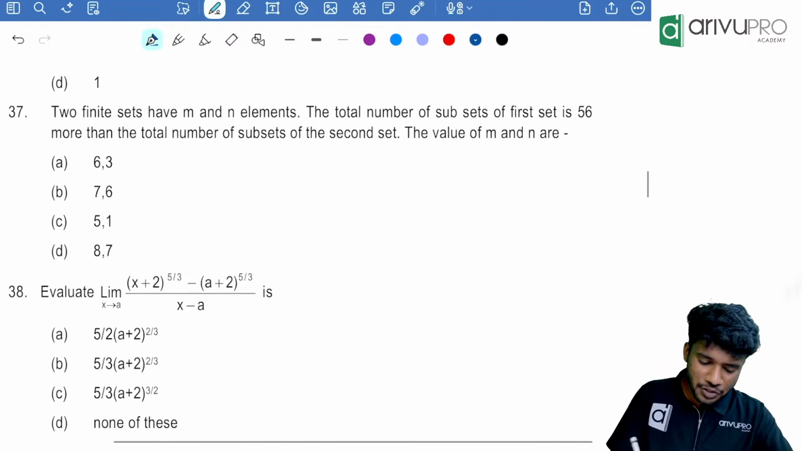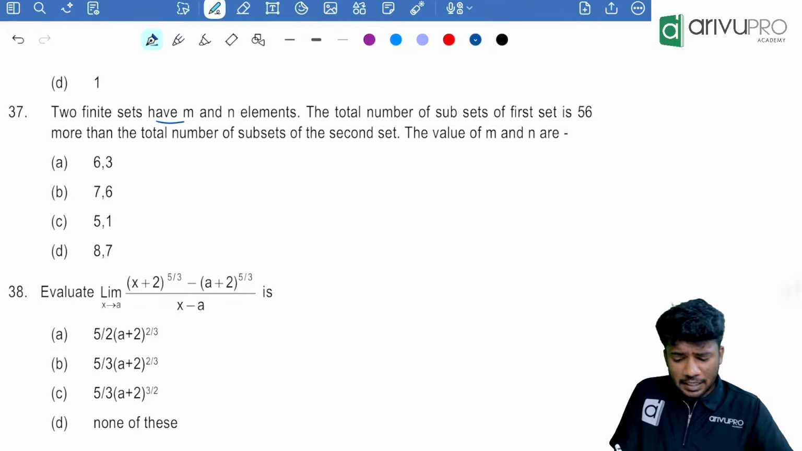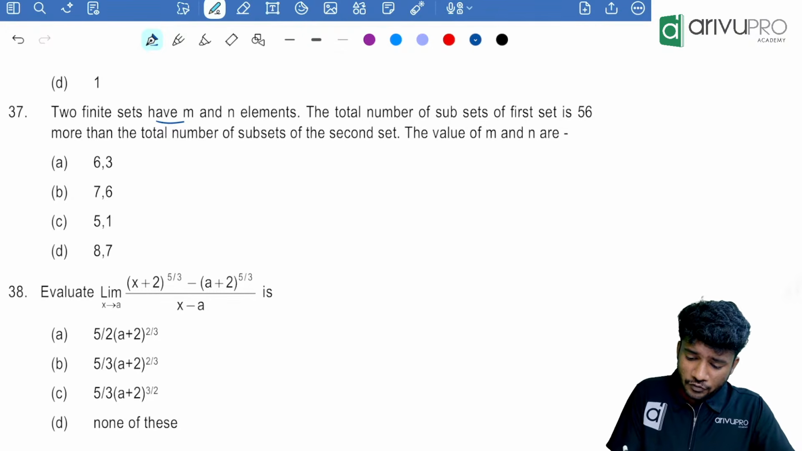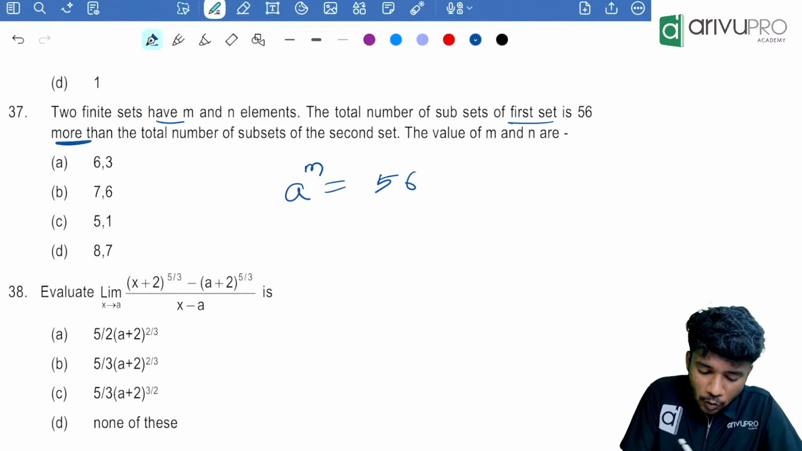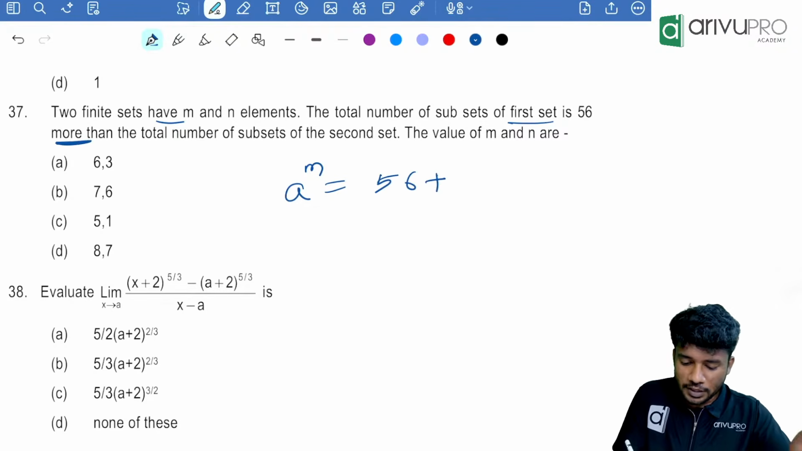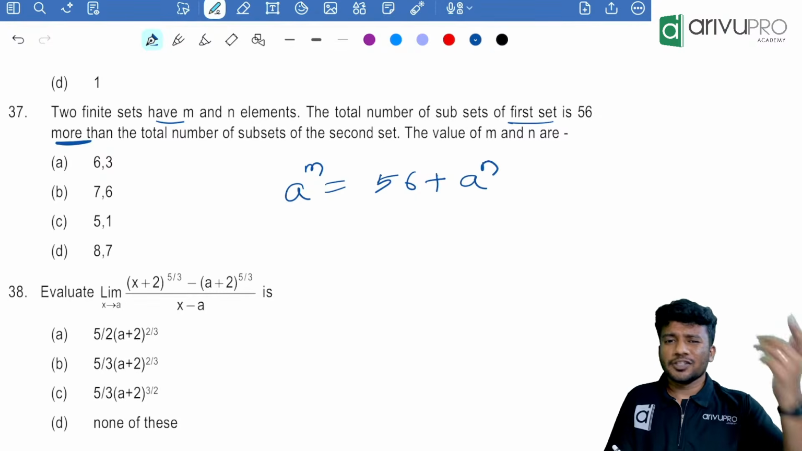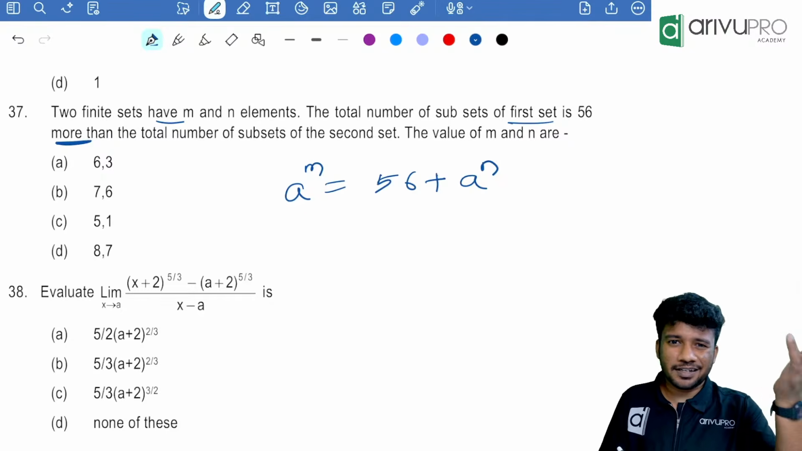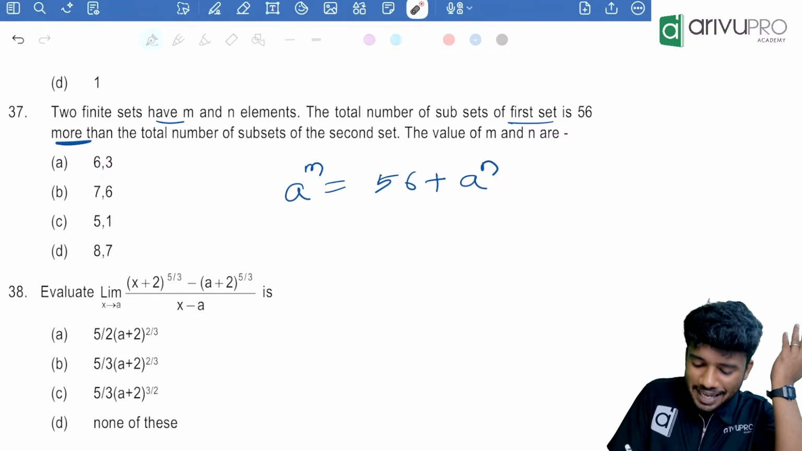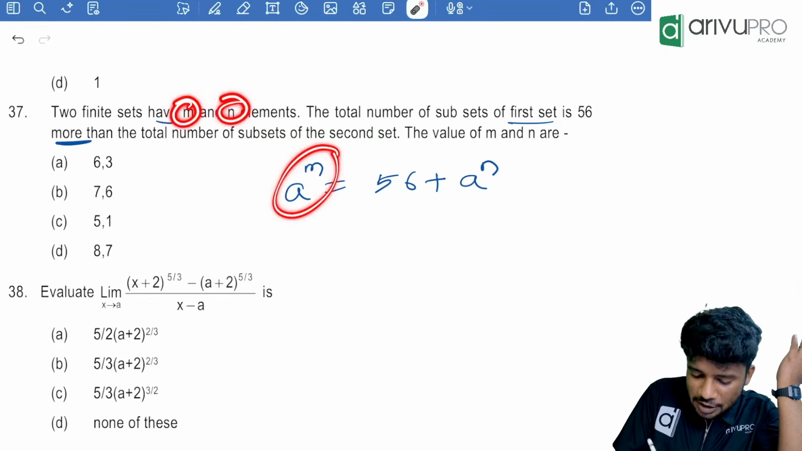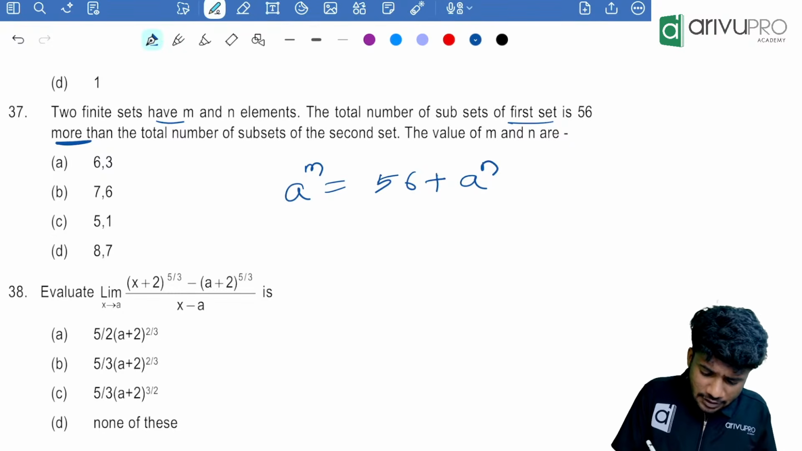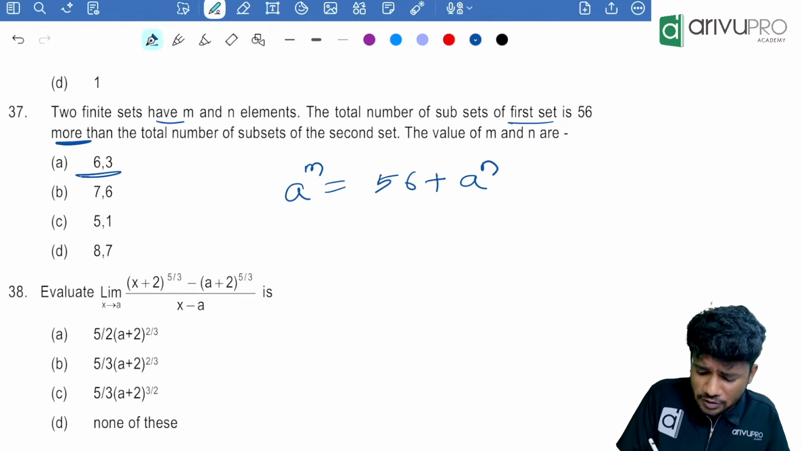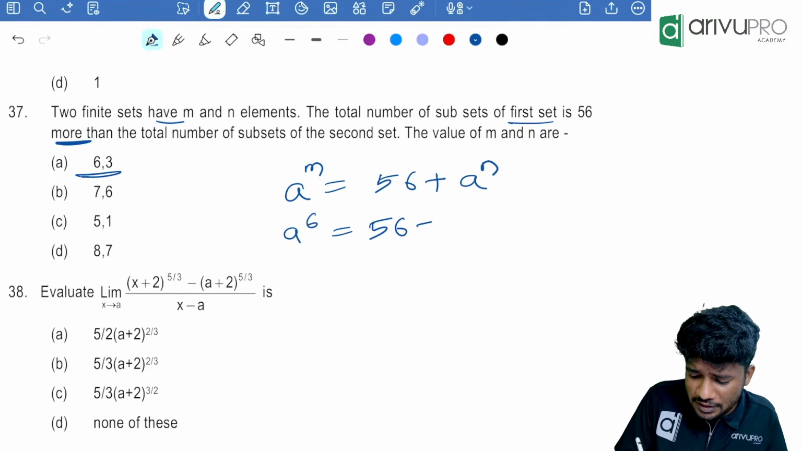Another repeated pattern of question. Two finite sets have m and n elements. The total number of subsets of the first one is 56 more than the total number of subsets of the second. For the first one, I can write it as 2 raised to m is equal to 56 plus 2 raised to n; more than means you will put a plus sign. First of all, we know the number of subsets formula: 2 raised to n is the number of subsets. Since they have mentioned m and n elements are there, that's why we are writing it as 2 raised to m is equal to 56 plus 2 raised to n. Now check the options. First option, 2 raised to 6 is equal to 56 plus 2 raised to 3.